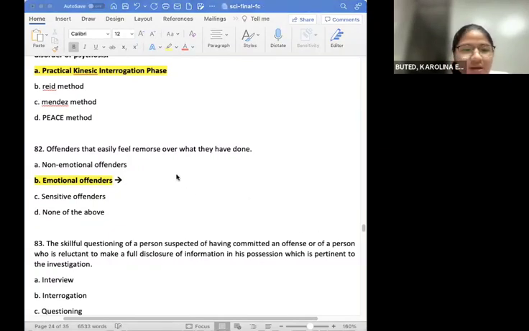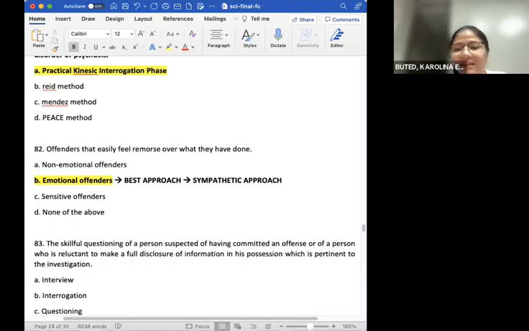Ang usual na ginagamit natin na approach dito, the best approach in interrogation, okay? Best approach, sympathetic approach or para nagpapakita tayo ng awa sa kanila. Sympathetic approach. Okay? Kabaliktaran naman ito yung tinatawag natin na mga non-emotional offenders. Dito naman, they do not feel, okay? Do not feel any guilt, okay? Wala.